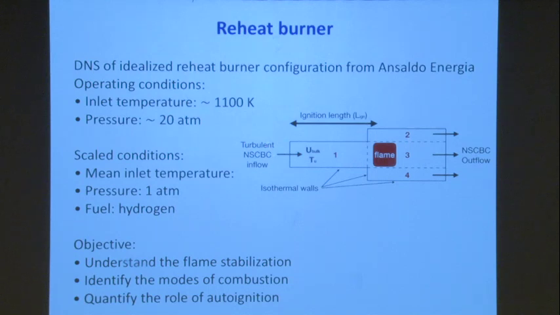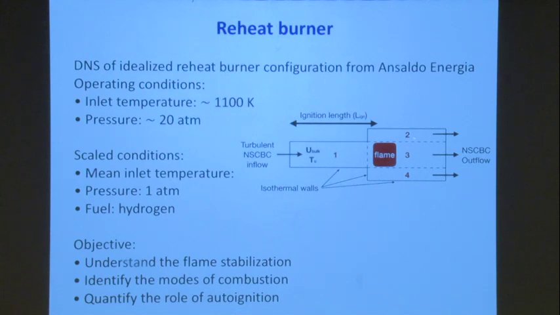And so we have a turbulent inflow condition generated from a separate incompressible channel flow. And then we have this rectangular duct whose length is prescribed by the ignition length that depends on the ignition delay time of the fuel mixture that you inject upstream. And the fuel that we considered here initially is hydrogen, although later we are going to also look at blends of hydrogen and natural gas.